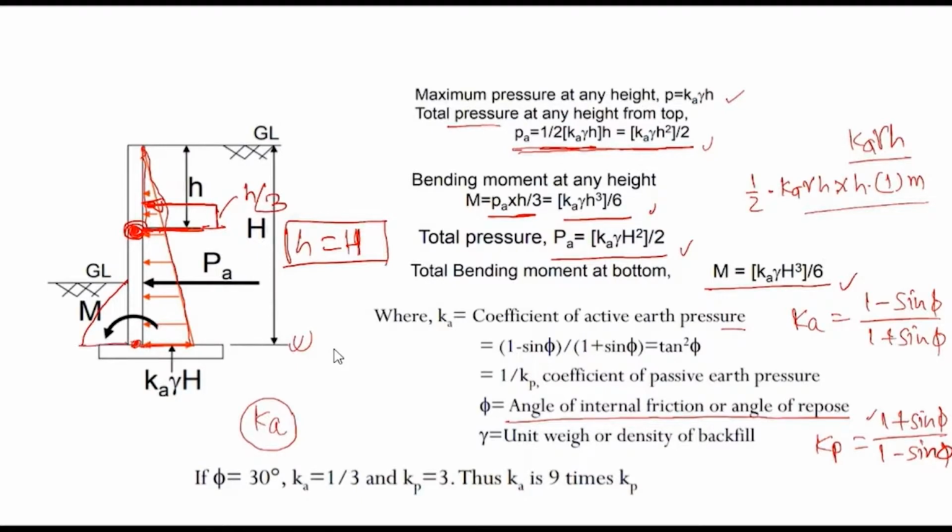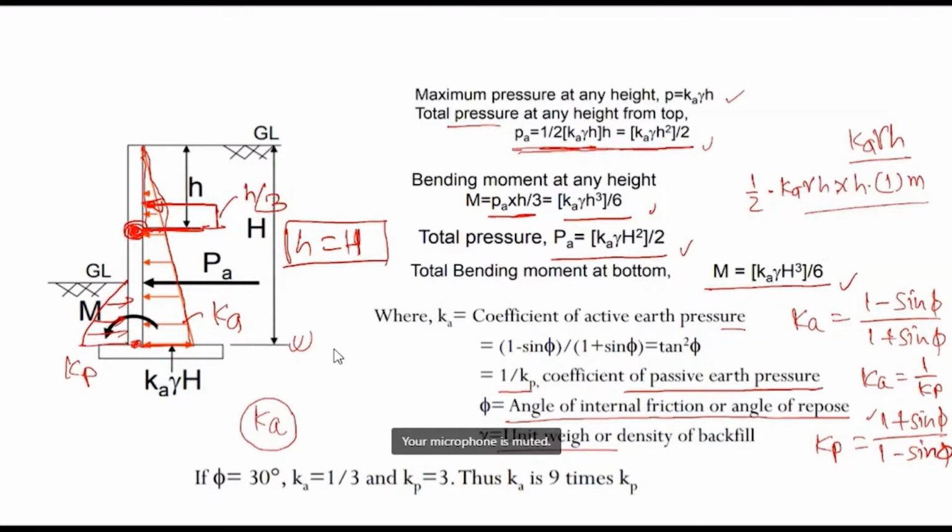So this will be passive pressure here. This is the coefficient of passive earth pressure Kp, and this is the coefficient of active pressure Ka. So Ka will be equal to 1 minus sin phi over 1 plus sin phi. Kp will be equal to 1 plus sin phi divided by 1 minus sin phi. So actually Ka is the inverse, 1 by Kp. Okay. So that is 1 over Kp, the coefficient of passive earth pressure. Gamma is the unit weight or density of the backfill.